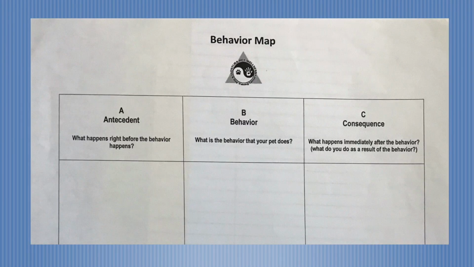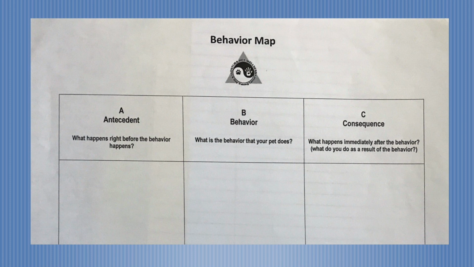So with the map, you have the A. You can see the A is in this square, and it's what happens right before the behavior happens. Then the B is the behavior. What is the behavior that your pet does? And the C is the consequence, what happens immediately after the behavior. And what we want to look at is sometimes consequences are reinforcing, so they increase the behavior, and sometimes they're punishing, so they decrease the behavior.